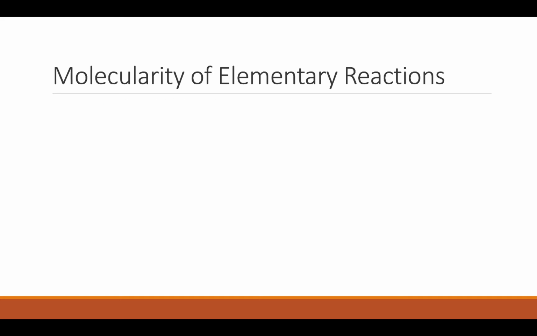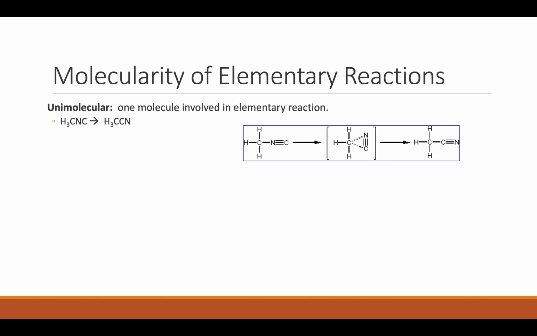Another factor to consider when thinking about how likely a reaction is to occur is the molecularity of the elementary steps. Molecularity refers to how many molecules are involved in the elementary reaction. So let's consider first a unimolecular step. This would be a reaction in which only one molecule is involved in the elementary step. In other words, H3CNC. That's a single molecule.